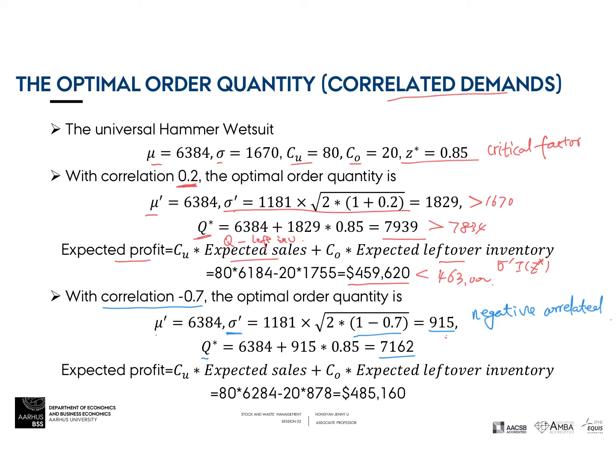Now you can also see the expected profit will be 485,000, which is actually the highest profit we have seen so far in this example. That means negatively correlated demands, if you put them together, will definitely improve the performance of your order decisions.